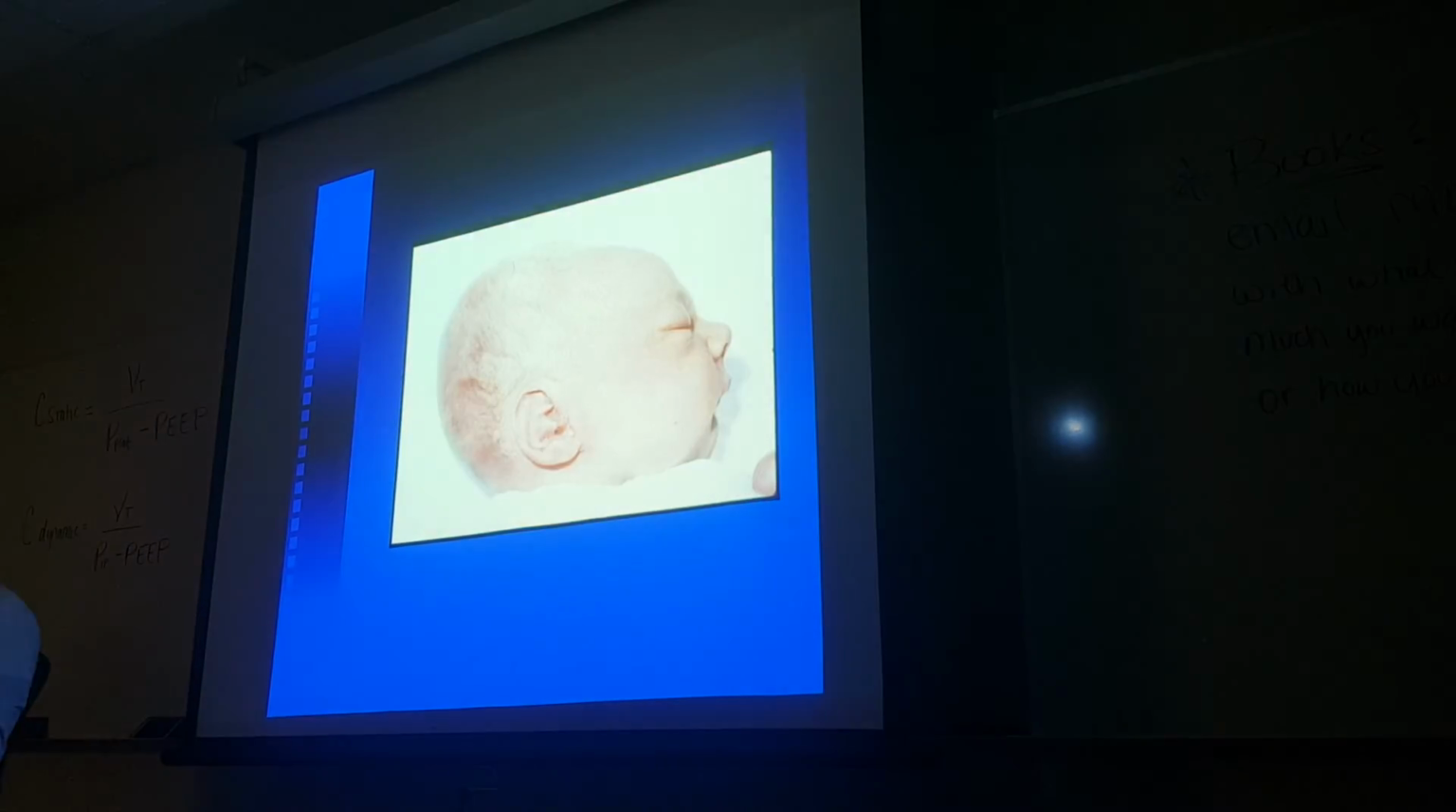There's a little guy. He's not pink enough. He's term, but he's just not pink enough. See that? He should be nice and pink. So, whenever a baby has that problem, you're gonna assume that there's either an issue with perfusion, there's an issue with surfactant, or what else? Cardiac.